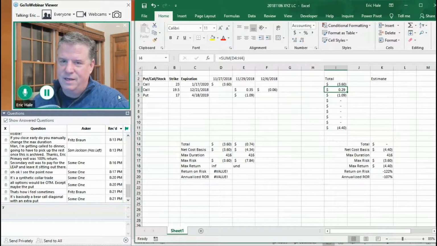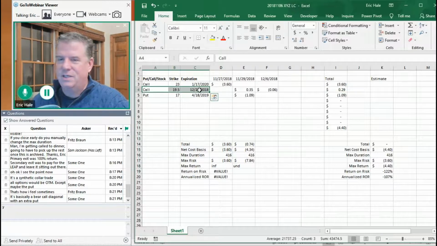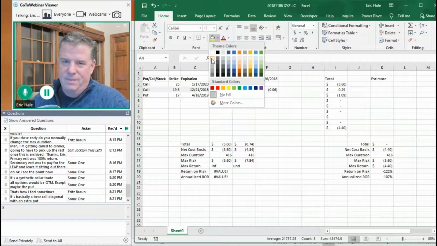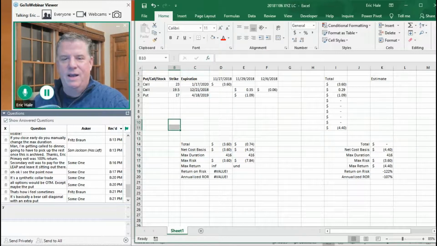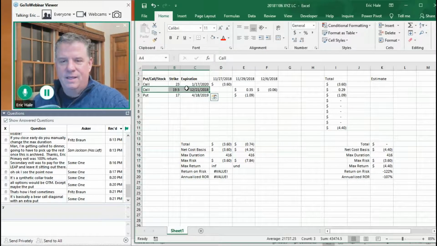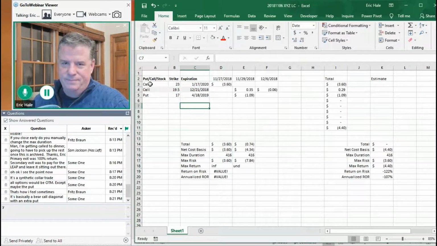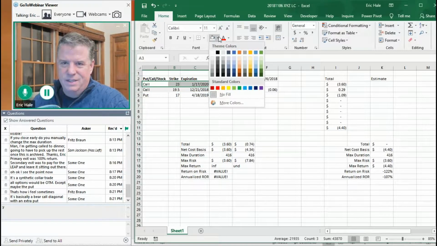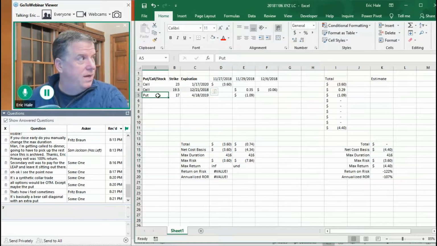Now here's the other thing that I do when I close a position is I'll shade the area. I'll come in here and go like this and shade the area so that I know that that position is closed. Now here's another little trick as I try to keep those white.